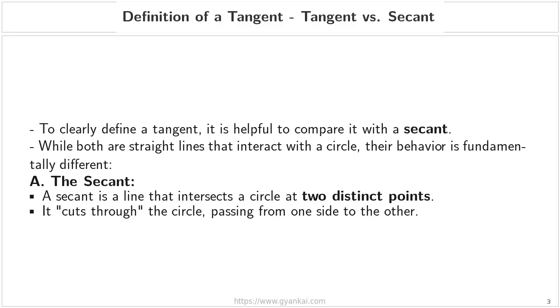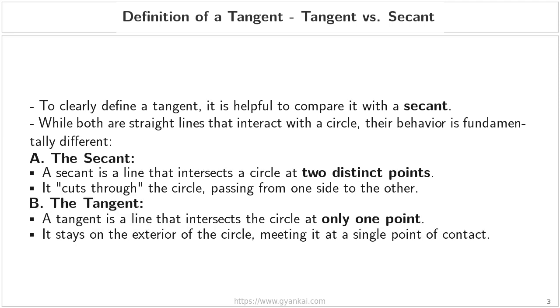Unlike the tangent we just discussed, a secant is a line that intersects a circle at two distinct points. You can visualize this as a line that cuts through the circle, passing from one side and exiting through the other, effectively passing through the interior of the circle. On the other hand, let's look at the tangent. As we learned in the previous slide, the tangent is much more delicate. It intersects the circle at only one single point. Unlike the secant, it stays on the exterior of the circle, meeting the boundary only at that one specific point of contact. In the next slide, we will summarize these differences in a table to help you keep them straight for your exams.